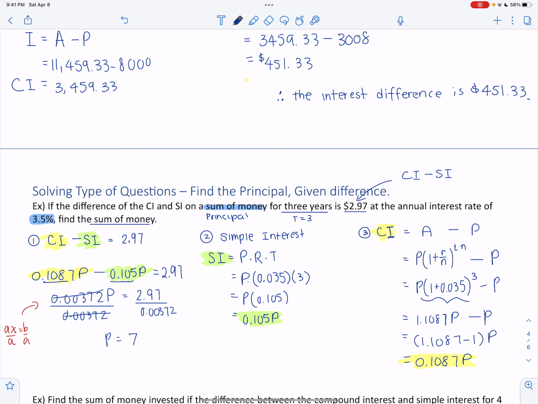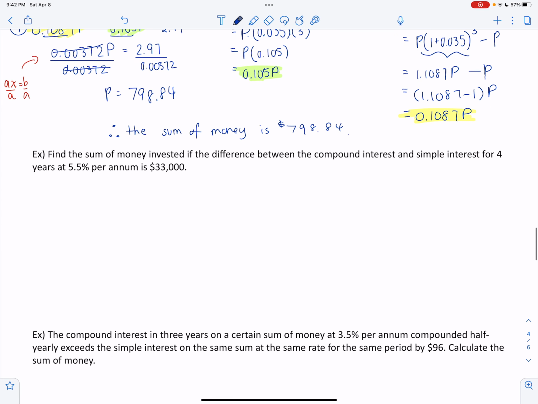So I'm going to have $798.84. So this is coming back to my step 4 here. The sum of money, or principal, is $798.84.